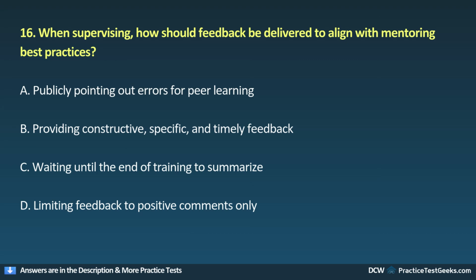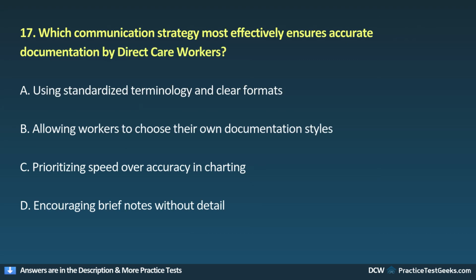A. Publicly pointing out errors for peer learning. B. Providing constructive, specific, and timely feedback. C. Waiting until the end of training to summarize. D. Limiting feedback to positive comments only. 17. Which communication strategy most effectively ensures accurate documentation by direct care workers?